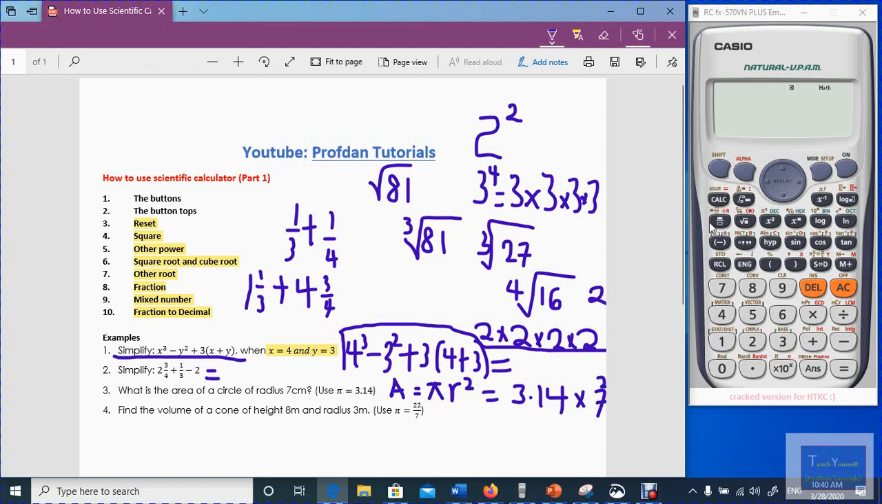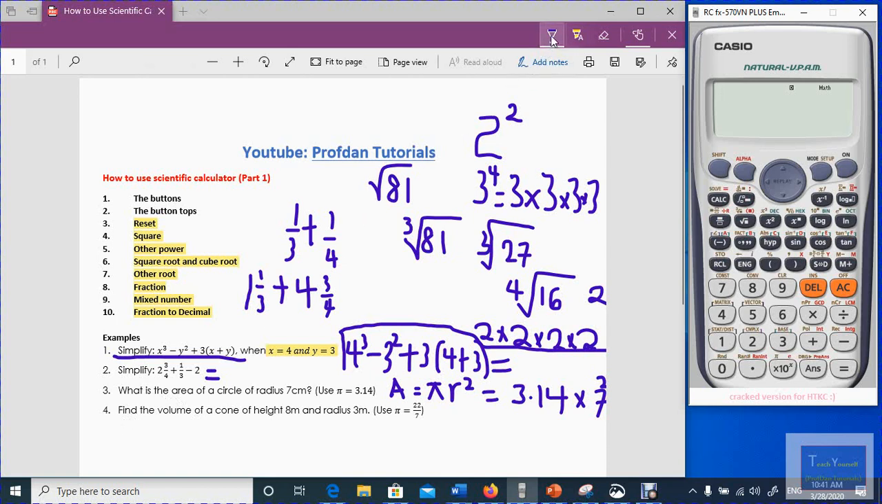7 power 2. Yes, my calculator can be of great use to me. This is 3.14 times 7 squared. 7, put the power squared. That's your answer. Take it to decimal, 153.86. Okay, now let's look at the last example for today on how to use your scientific calculator, part 1.